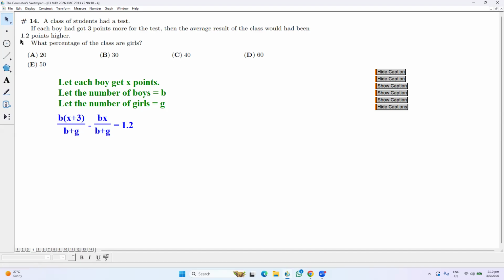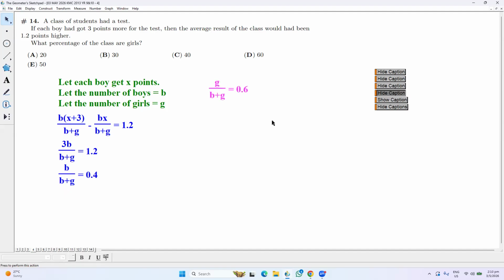This is the average after we add 3 points. So the average is 1.2 points higher, so the difference is 1.2. Now, average means marks divided by total. Two averages, one before adding, one after adding. So we have Bx minus Bx, so the numerator is now 3B. 1.2 is divided by 3. Yeah? So B over B plus G is 0.4.